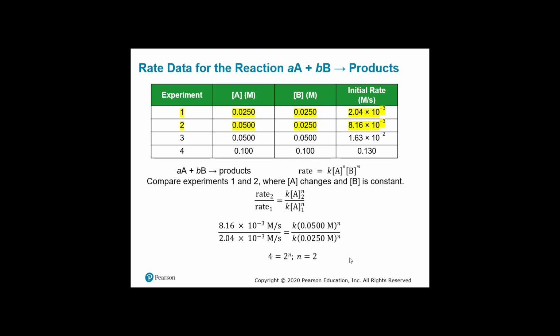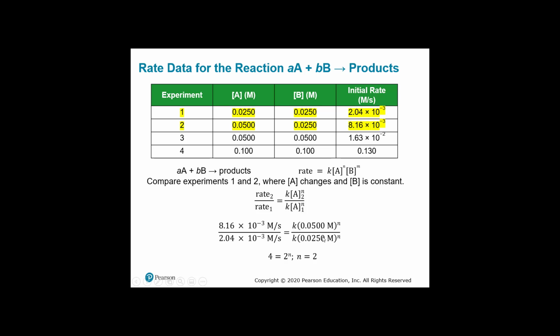I highlighted the experiments that this is asking for. So compare experiments 1 and 2, where the concentration of A changes and B is constant. We're just trying to figure out the order of these reactions again. I didn't specifically state that on here, but that's what you're doing. So if we look here, we have 8.6 times 10 to the negative 3, so the rate 2 over rate 1.